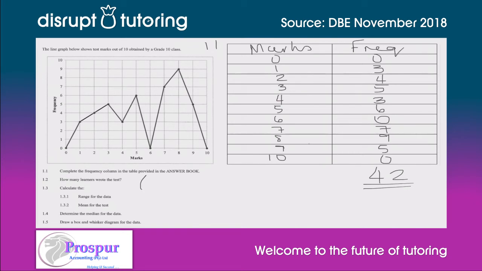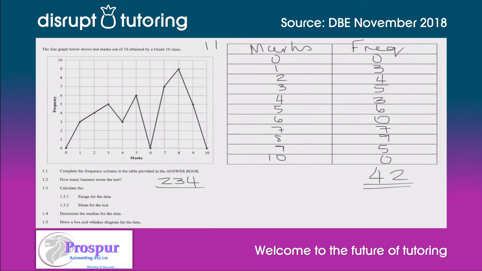So we'd say, right, in terms of 0, so 0 times 0 is 0. Then we would take 1 times 3, 2 times 4, 3 times 5, 4 times 3, 5 times 6, 6 times 0, 7 times 7, 8 times 9, 9 times 5, 10 times 0. So we get these products, and then we add up all of those products, okay, to get a total number. All right, so once we've done that, once we've multiplied, once we've added all the products together, okay, we're going to get an answer of 234.